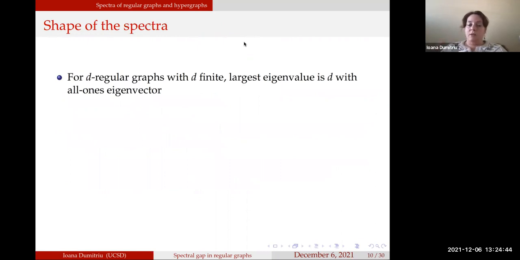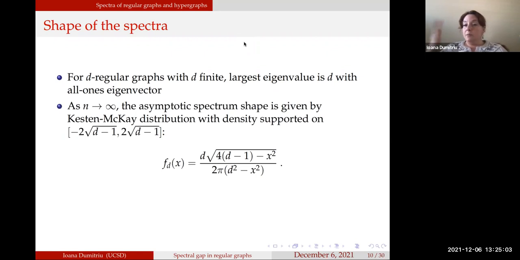So for the case of the d-regular graphs with finite degree, in fact, in this case, d being finite doesn't matter. The largest eigenvalue is always d if the degree is d, and the corresponding eigenvector is all ones. But if d is finite, as the number of vertices goes to infinity, the asymptotic shape of the spectrum, or the limiting spectral density, the empirical spectral density, if you know what that is, is given by this Kesten-McKay distribution. And the support is between -2 root d minus 1 and 2 root d minus 1.